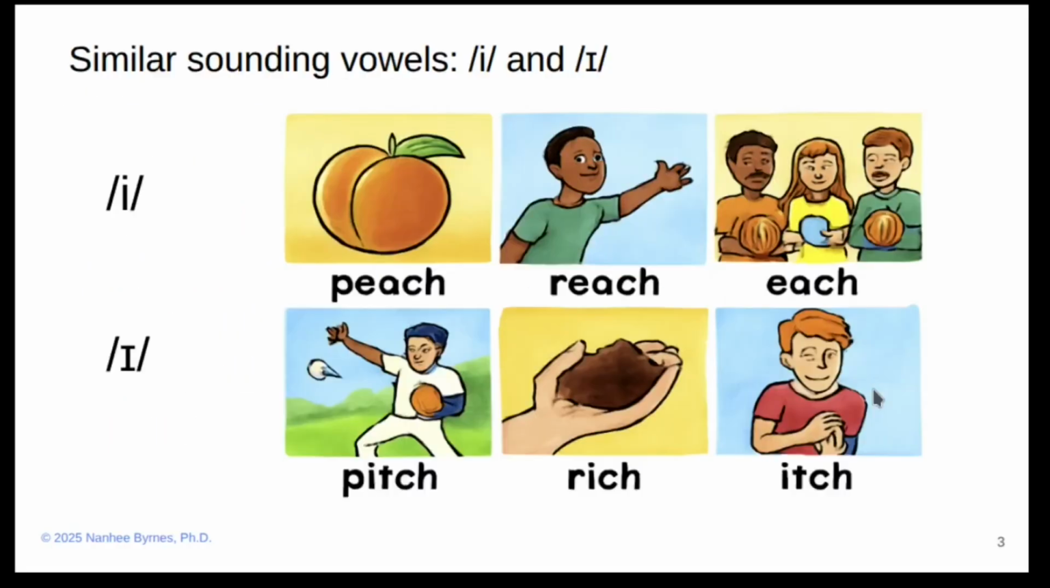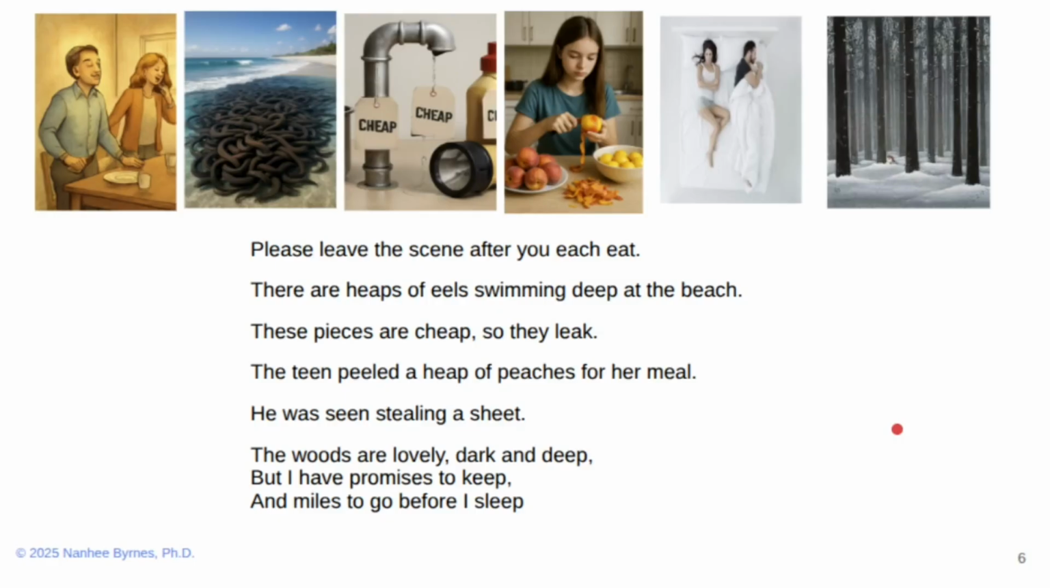In this first session, we'll focus on two vowel sounds that many non-native speakers often confuse, but to native ears, they sound completely different. The first is E, sound, as in peach, reach, and each. The second is the short I sound, as in pitch, rich, and itch. All right, let's get started. First, listen carefully and then repeat.